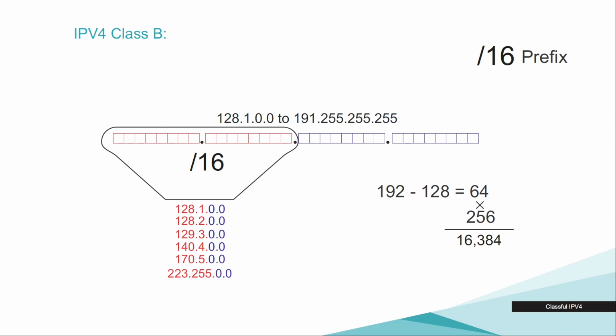Inside class B, we can see the subnetwork 128.1.0.0, 128.2.0.0, 129.3.0.0, 140.4.0.0, 170.5.0.0, up to the subnetwork 223.255.0.0. To calculate the total subnetwork for class B, we're gonna calculate 192 minus 128. It will be 64. 64 times 256. It will give us the total subnetwork for class B, which is 16,384.